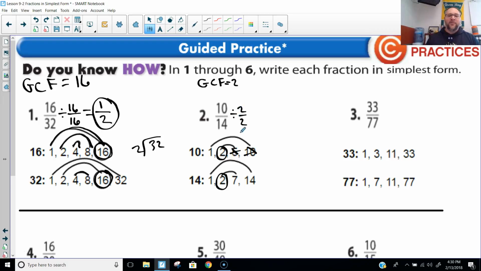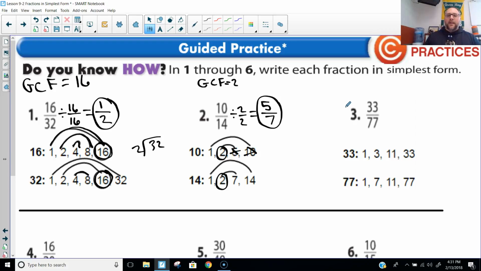Again, I can divide by 2 halves because it's just like dividing by 1. I'm going to get a fraction with the same value. It's just going to have different numbers as a numerator and denominator. So 10 divided by 2 is 5. 14 divided by 2 is 7. So my fraction 10/14 in its simplest form is 5/7.